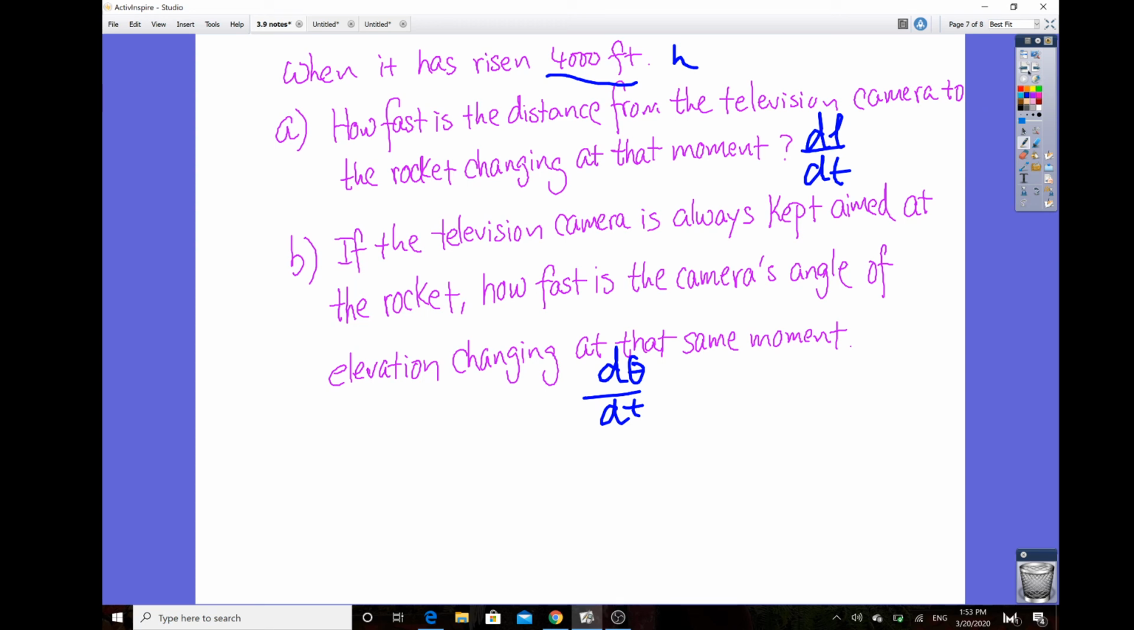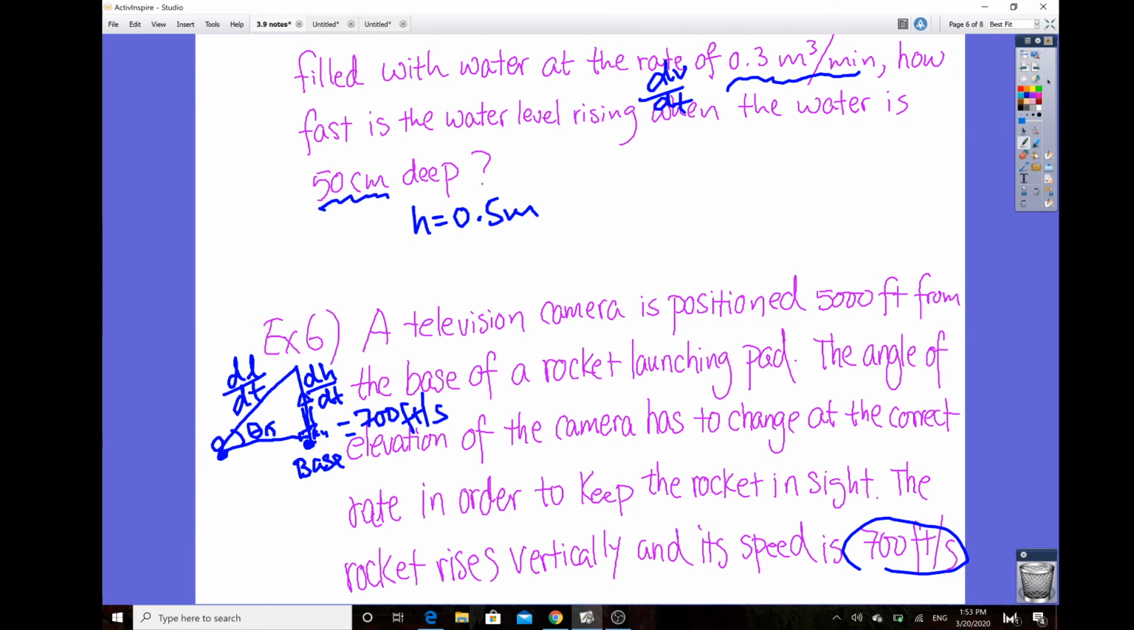Okay, so now let's go back to the diagram here. In order to find out dL over dt, we do know the angle. So one thing that we can do is use either the Pythagorean theorem or SOHCAHTOA. Okay, so 5,000 feet, I didn't label it. This one is the distance between the camera and the base of the rocket ship.